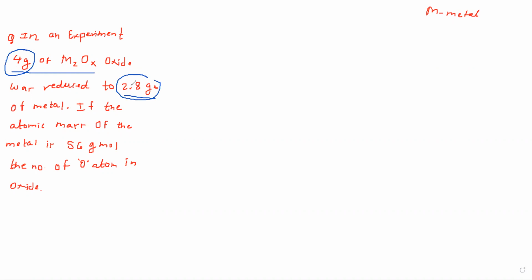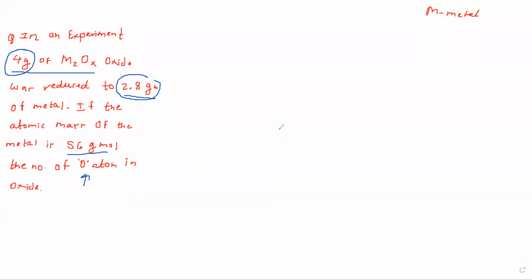So from this M2OX, you got only M. If the atomic mass of that metal is 56, then we have to find the number of oxygen atoms. So tell me, how can you do this? Any idea? Okay, so let me solve this one.